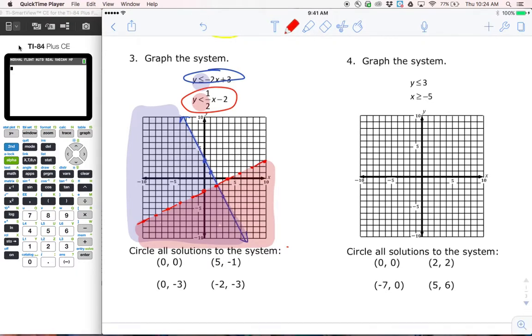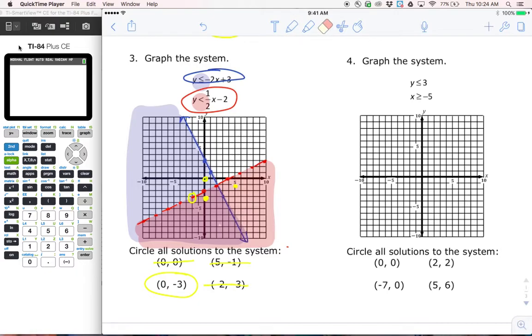And there are an infinite number of points in there, right? We're just testing a few. (0, 0) did not get shaded twice. (5, -1) did not get shaded twice. (0, -3) did get shaded twice. And (-2, -3) is on a line. But it's bordering the purple area, but it's on a dashed line, so we don't want it.